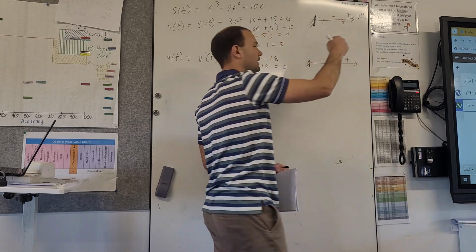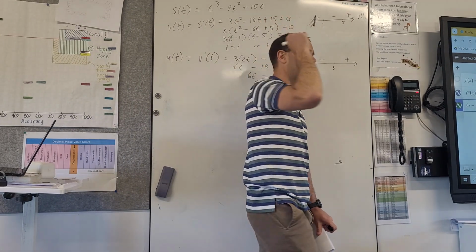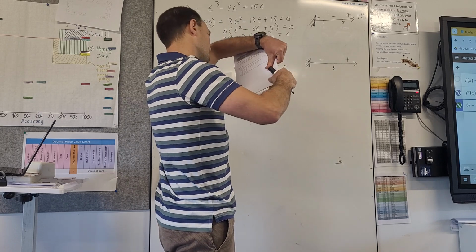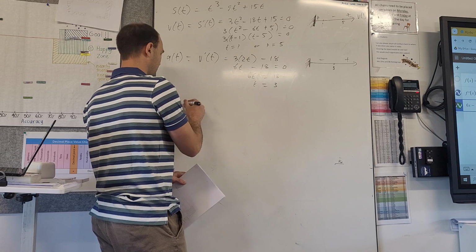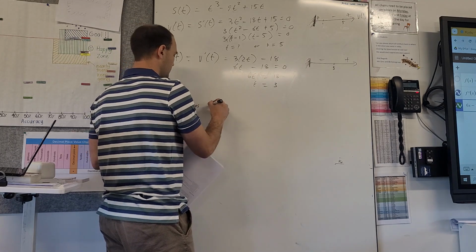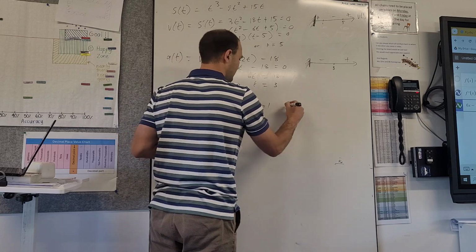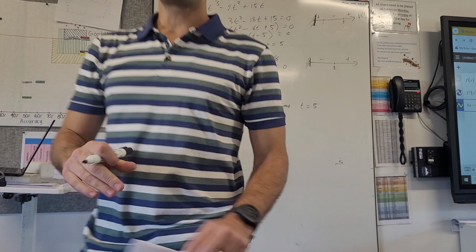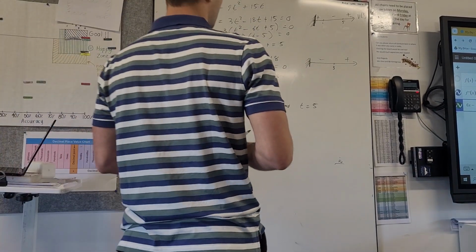And then you can see we've got negative velocity, and then we have positive velocity. Well, it's changed direction again at time is 5. So to answer part B, it wants the position and time when it changes direction. So for part B, changes direction at t is 1 and t is 5. How could we determine its position when it changes direction?